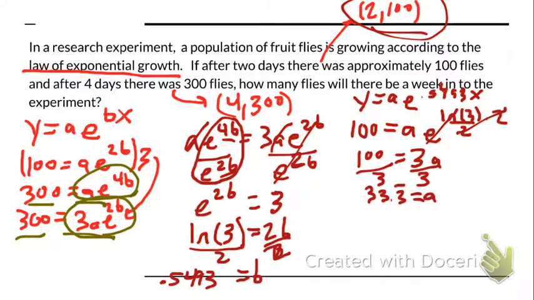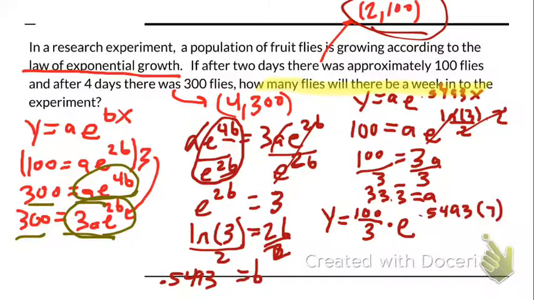So now to figure out how many flies there will be a week into the experiment, we have y, that's what we're looking for, is equal to a, which we now know is 33.3, or we can leave it exact as 100 over 3, times e to the b power, and we found b to be about 0.5493, but with a calculator we could just type it in exactly as the natural log of 3 over 2. I'm just going to use the decimal here. Alright, and after a week that'd be 7 days, so we plug in 7.